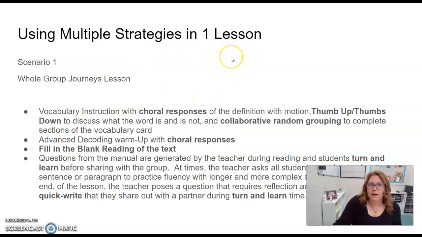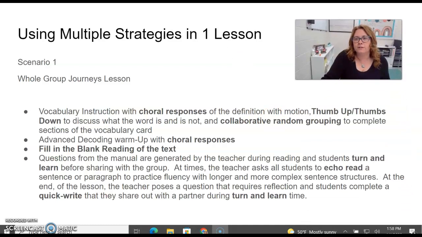So here's an example of how I can use multiple strategies that we've just discussed within one literacy block lesson of Journeys. Choral responses, thumbs up, thumbs down, collaborative random grouping, to complete vocabulary work will be very meaningful for our students. During advanced decoding with our upper grade students, choral responses are more than appropriate. While reading the Journeys text, you use the fill-in-the-blank reading, so all students are engaged. Turn and learn, echo reading, and quick writes could all be utilized throughout the comprehension portion.